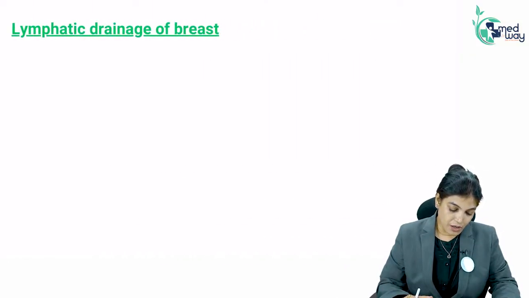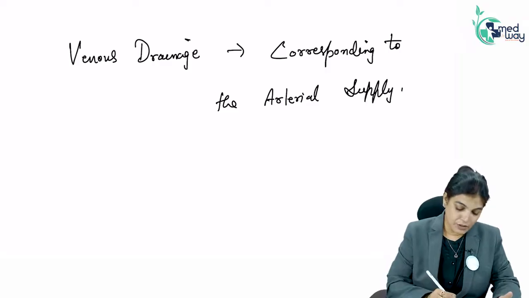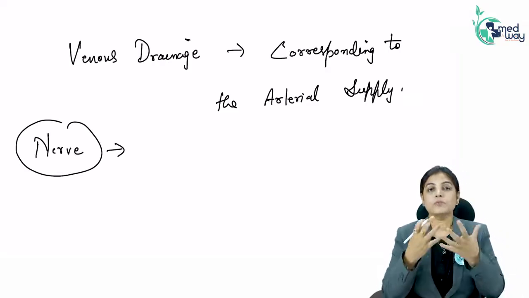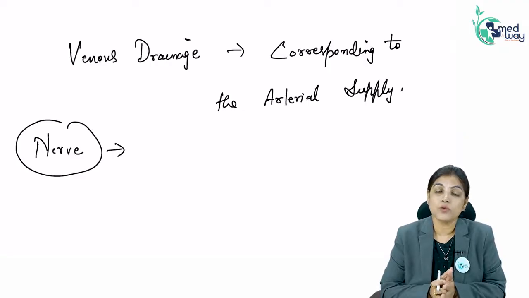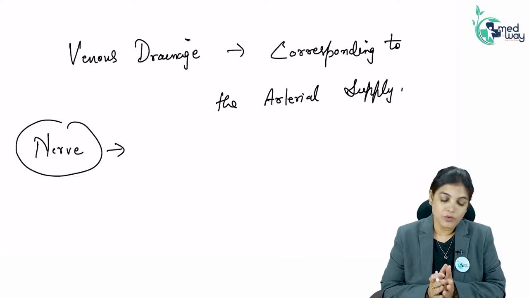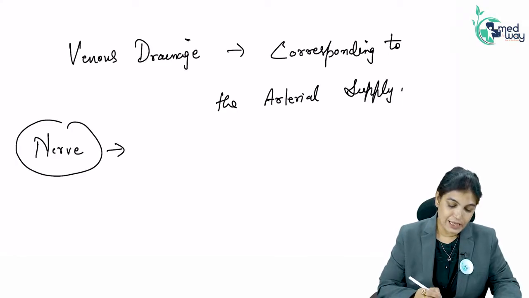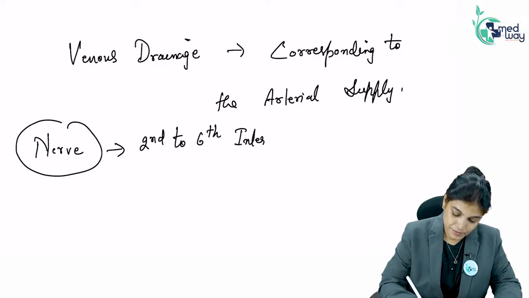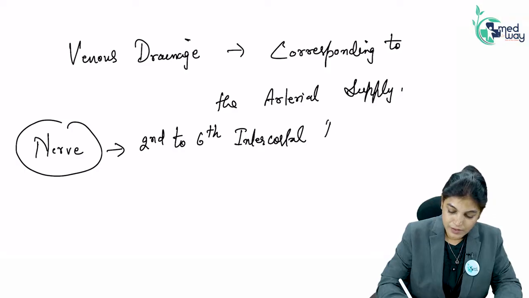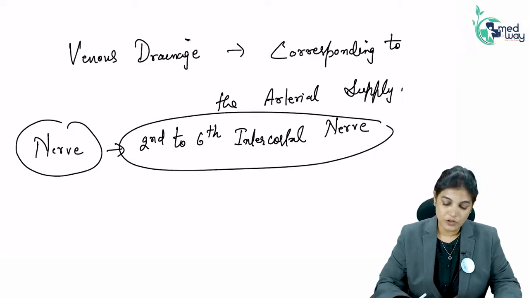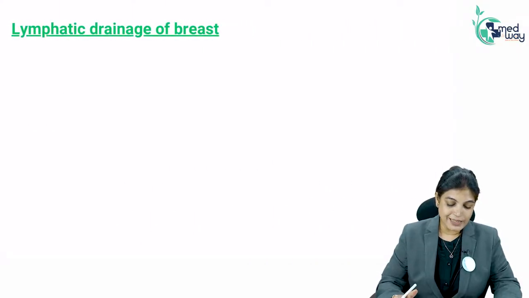Now, let's talk about the lymphatic drainage. Before that, I would also like to write one line about the nerve supply. Stimulation of milk secretion is more hormonal, not neuronal. Other than that, the nerve supply is via the second to sixth intercostal nerves, which is via the anterior and lateral cutaneous nerves. Now, lymphatic drainage of the breast.